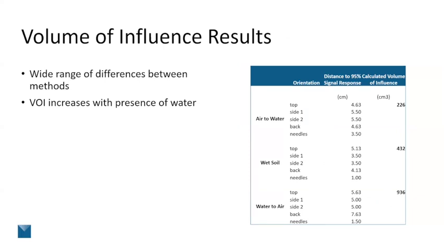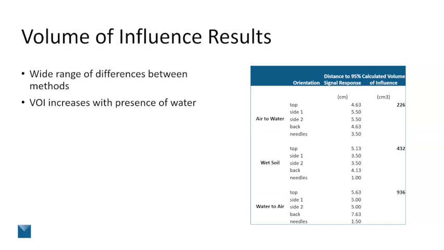These values are from the Teros 15 sensor, which is one of the sensors that people are able to play with outside. You can see that the air to water interface method produced a volume of influence of about 226 cubic centimeters. The wet soil method produced a volume of influence of 432 cubic centimeters, and the water to air interface method, so in the tank of water, produced a really large volume of influence of about 936 cubic centimeters.